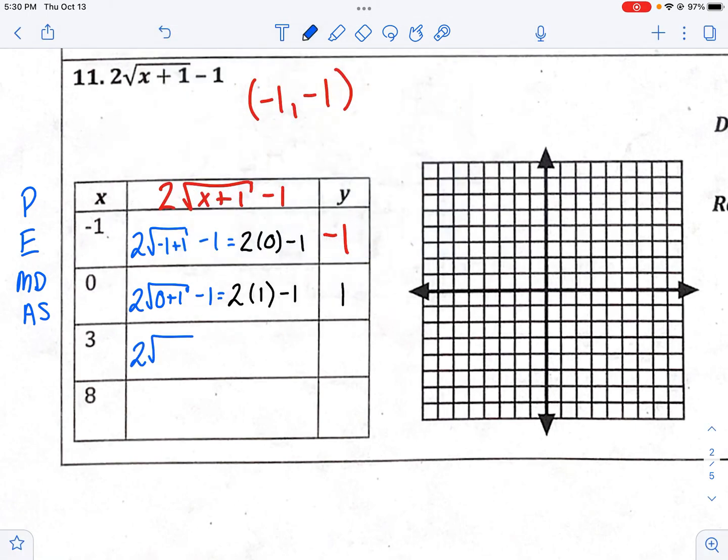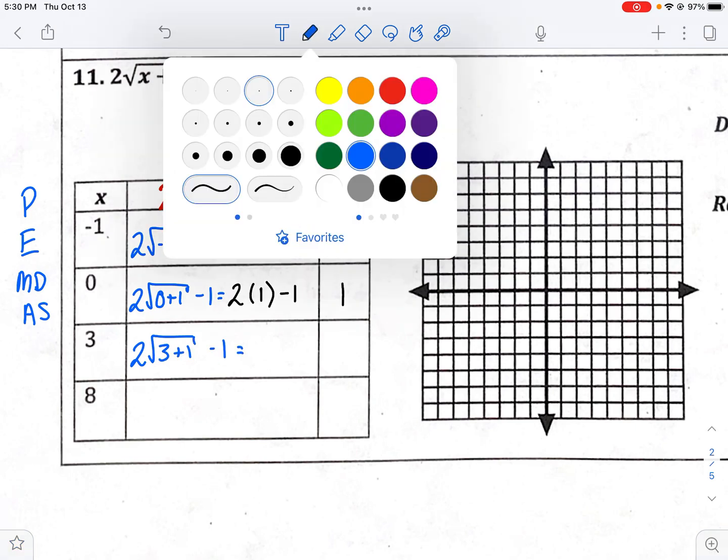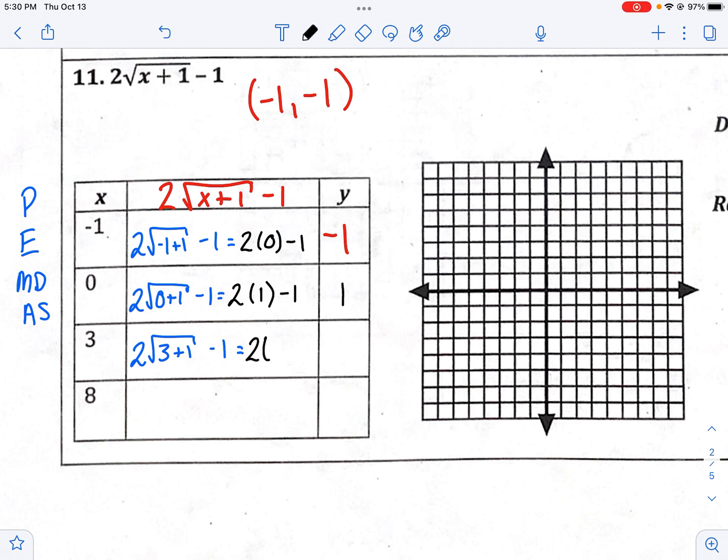So I get 2 times the square root of 3 plus 1, minus 1. That is the same thing as 2 times the square root of 4, which is 2, minus 1. 2 times 2 is 4, minus 1 is 3. And then our very last one here, 2 times the square root of 8 plus 1, minus 1, which really means 2 times the square root of 9, minus 1, and that should get me 5.